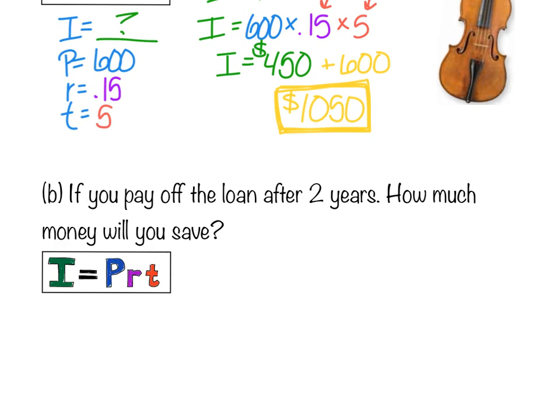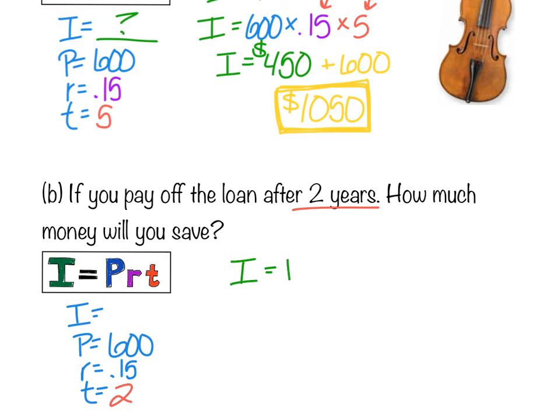All right, part B of this problem says, if you pay the loan off after only 2 years, how much money will you save? So let's go ahead. We still have the I equals, P equals, R equals, and T equals, and everything's the same. We're still borrowing 600. Our interest rate is still 15%, but instead of putting 5 here, we're lowering the time down to 2 years. So now we can calculate first how much interest we are going to pay, and then finally we can calculate what we would have to pay back.